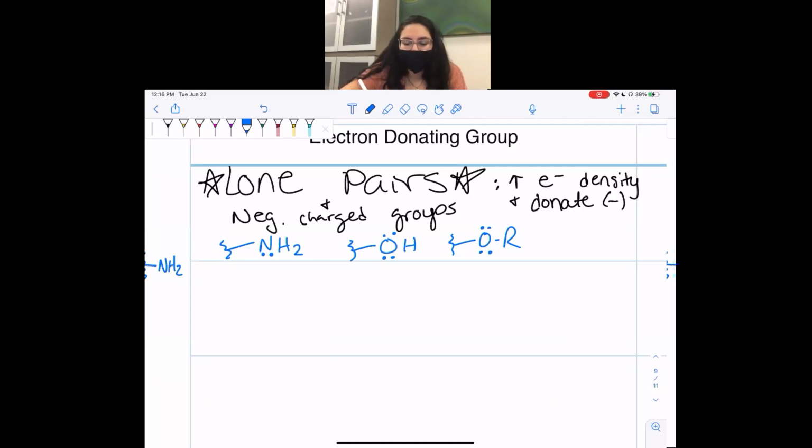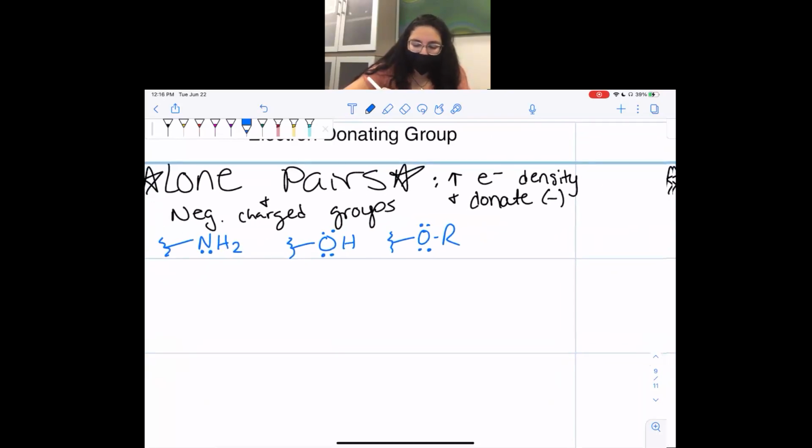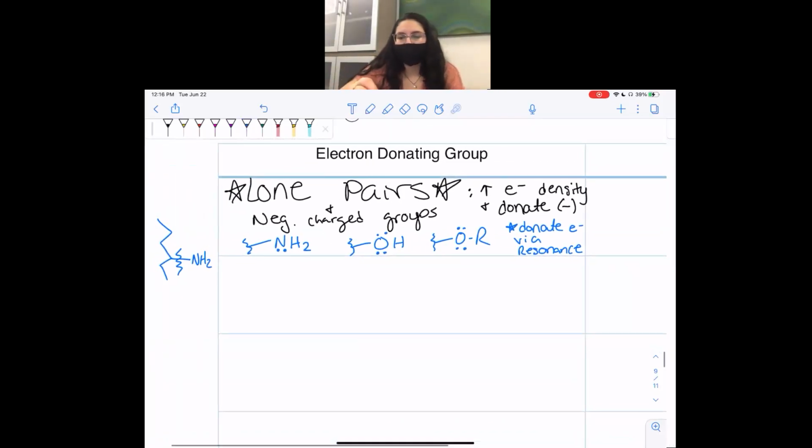Okay, so these groups are actually going to donate via resonance. Okay, and someone just asked me to say again what the squiggly line is. All the squiggly line is telling us is where this group that we're talking about attaches to your chain. It doesn't matter what the chain is, it's just saying that this is the bond that attaches to whatever group you're talking about.